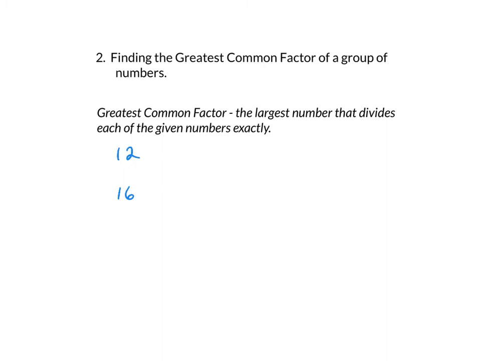Well, in order to get 12, I could multiply 1 times 12. I could multiply 2 times 6. I could multiply 3 times 4. Those are all the factors of 12. And if I wanted to, I could write them in a list from the smallest to the greatest. 1, 2, 3, 4, 6, and 12.